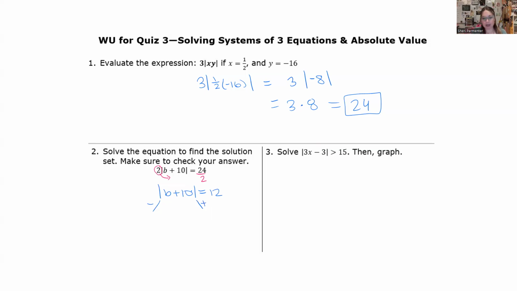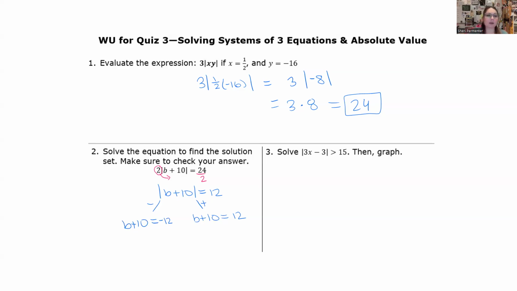So on the positive side, I get b plus 10 is equal to 12. It looks identical, but no absolute value bars. On the negative side, the only thing that becomes negative is the 12. Everything on the left is exactly the same. So the only thing that changes is that you have a negative branch equals negative 12 and a positive branch equals positive 12. The only thing that changes is what it equals.